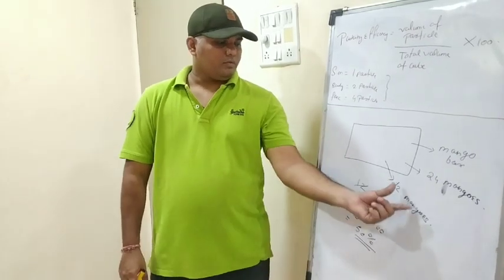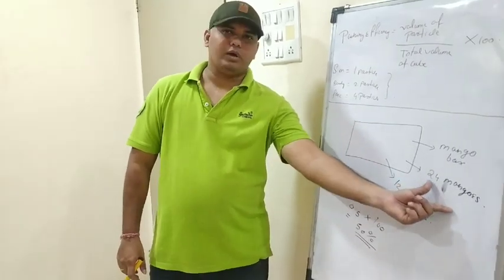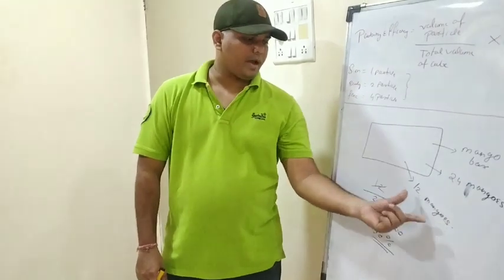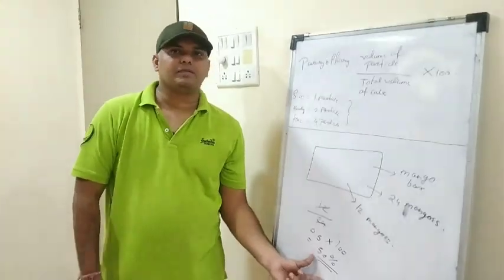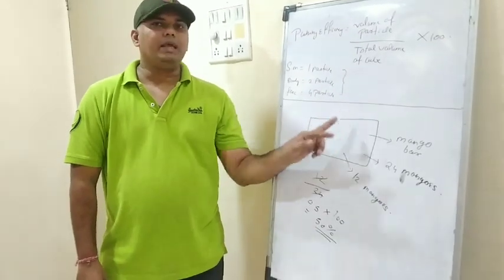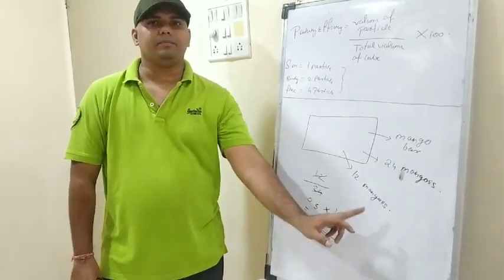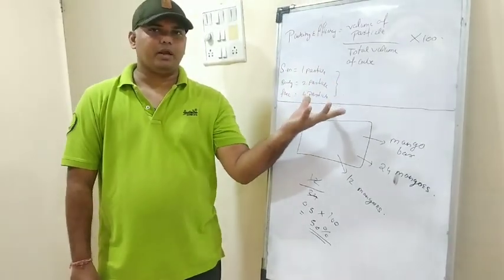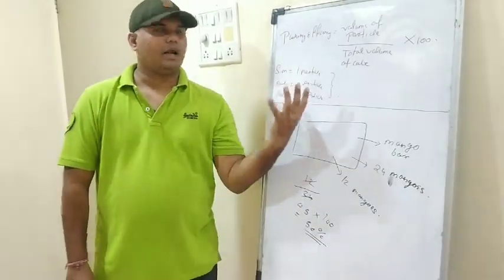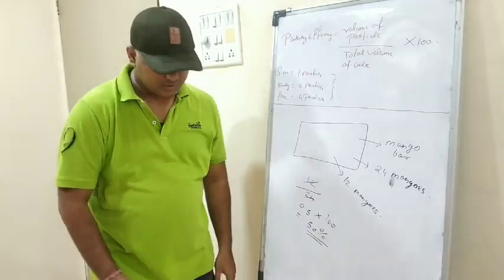The capacity was to fill 24 mangoes. Out of the 24 mangoes, only 12 mangoes were filled. That is why only 50% of the space was occupied. The remaining space remains empty, right? So whatever space is occupied in the particular crystal, that is said to be the packing efficiency, right? Okay.